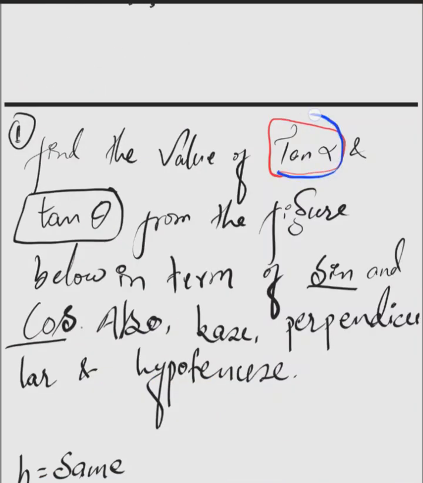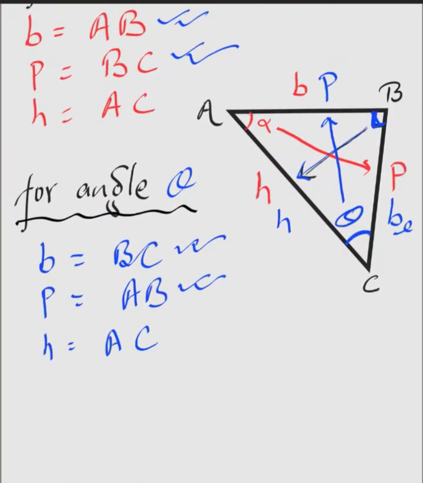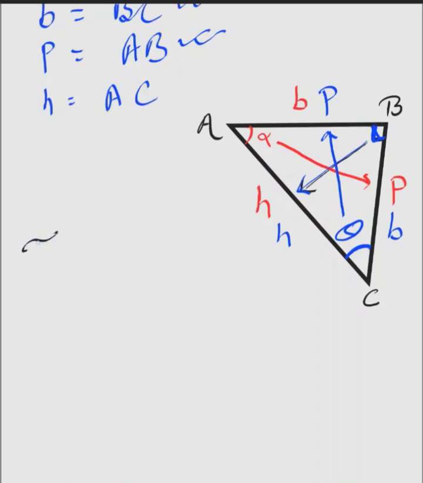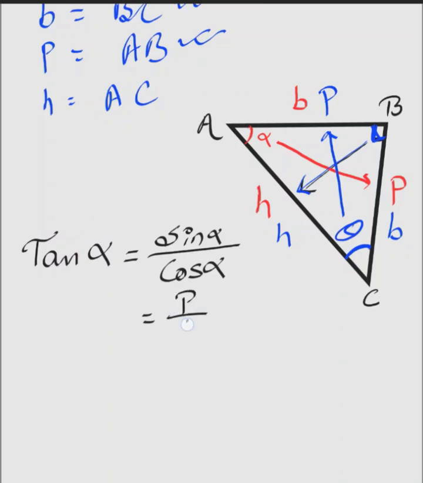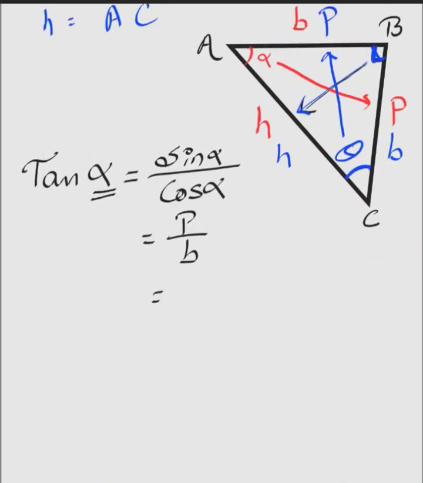We need to find first tan alpha and then tan theta. Okay, let's move the figure down again. Now tan alpha is equal to, I taught you the formula of tan of an angle before, which you can see in the previous video. It's always sine alpha by cos alpha, which means P by B. In the case of alpha, let's write in red: here is P, here is B. P is BC upon AB.